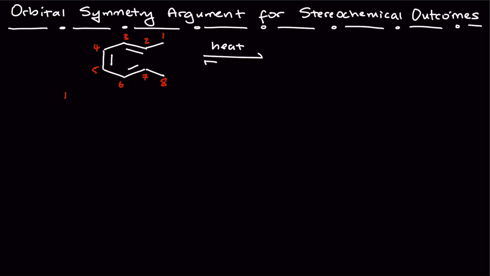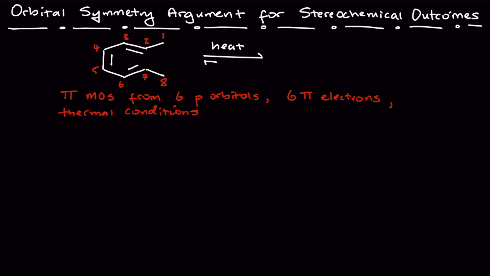So we need to know that the pi MOs come from 6 p orbitals, which means that we will have 6 pi molecular orbitals to fill. We need to know that there are 6 pi electrons in this pi molecular network, and as well we need to know that we are under thermal conditions, which is the heat that is denoted on top of the arrow. That is telling us that we are under relaxed electronic configuration, which means that we would fill up our electrons as usual with no excitations.